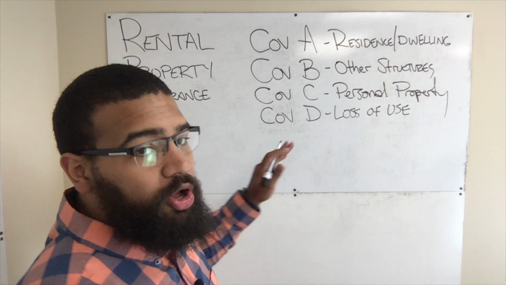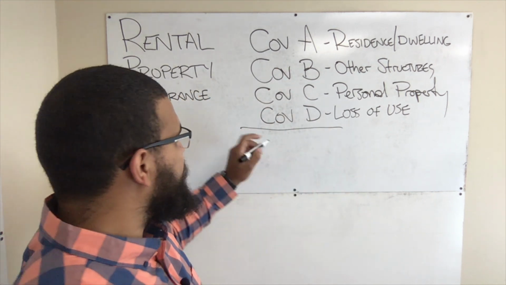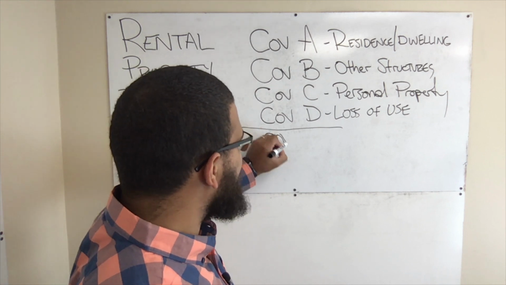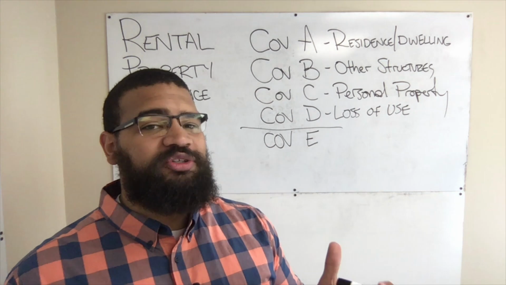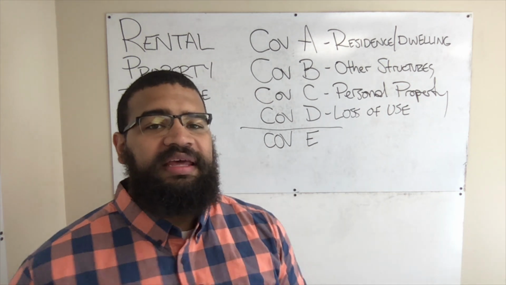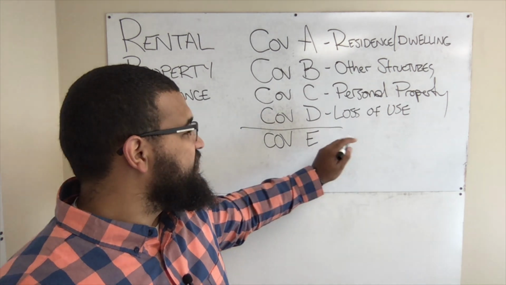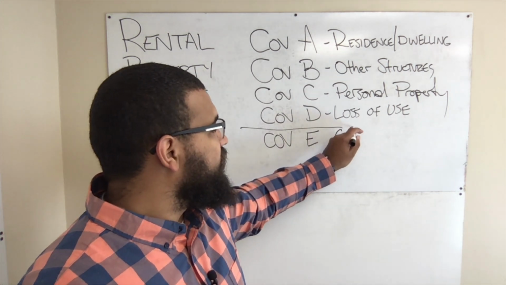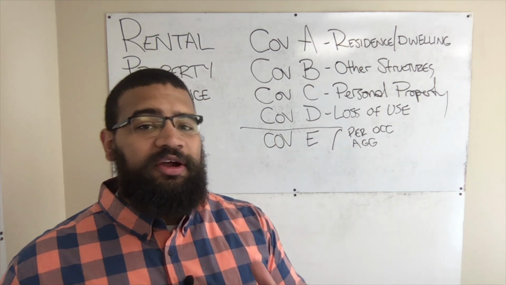So these are all of the coverages for the actual structure and the things that you have. Once we go to coverage E, this is personal liability. This is commonly 100,000 to 1 million. And generally this is written on a per occurrence. So coverage E has two components, per occurrence and then aggregate. Aggregate is for the entire policy period.